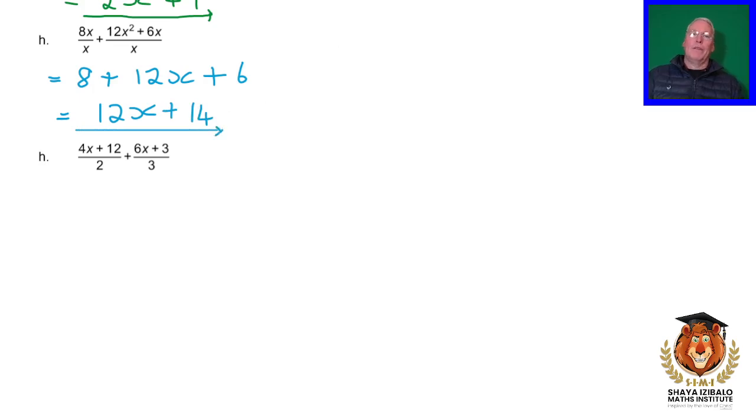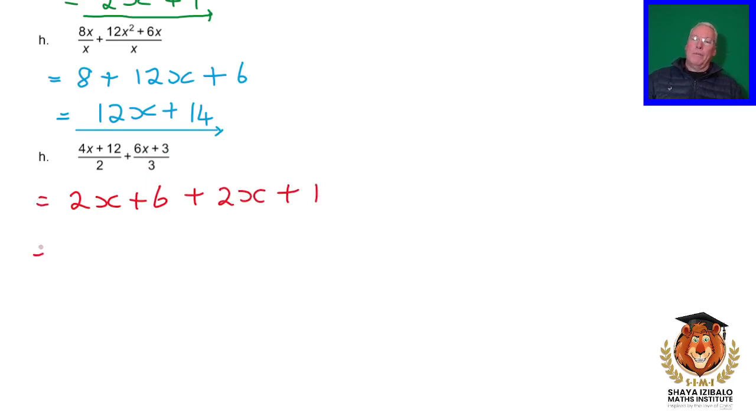And our very, very last question for the term. The 4x must divide by 2, giving us 2x. The 12 must also divide by 2, giving us 6. The 6x must divide by 3, giving us 2x. And the 3 must divide by 3, giving us 1.